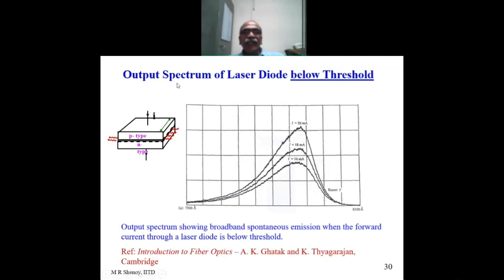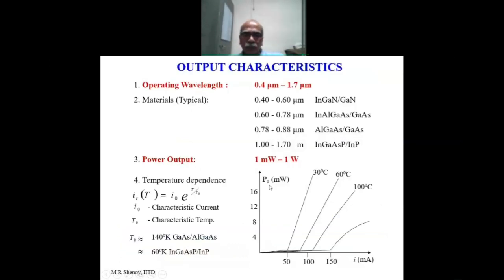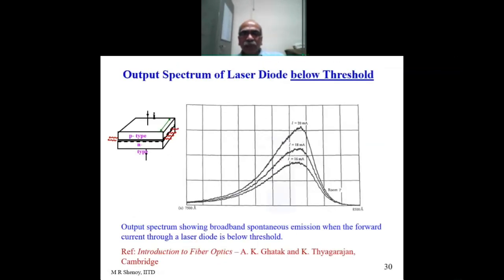So what is shown here is the spectrum of a laser diode below threshold, that is, when it is below threshold in this region. You are increasing the current here, let's say 10 milliampere, 20 milliampere, 30 milliampere, and so on. And then you see that the power increases slowly like this. So this is the spontaneous emission spectrum because it is still below threshold and stimulated emission is not dominating. And this is the spectrum over a very wide range. You can see literally 100 nanometers, 7,500 to 8,500 angstroms.